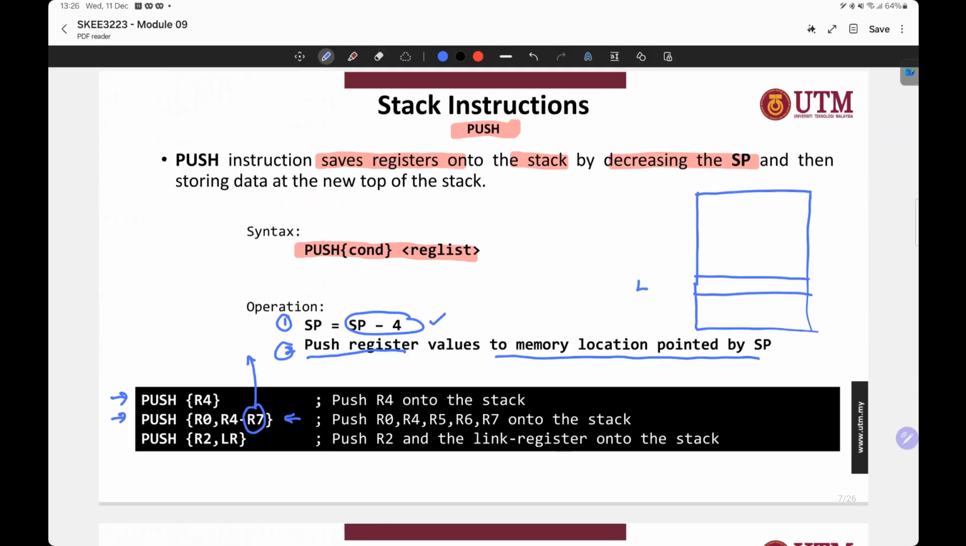Address 4000. Okay, let's say this is 4000. This is 4004. 4008. Then we have 400C, and 4010, followed by 4014.